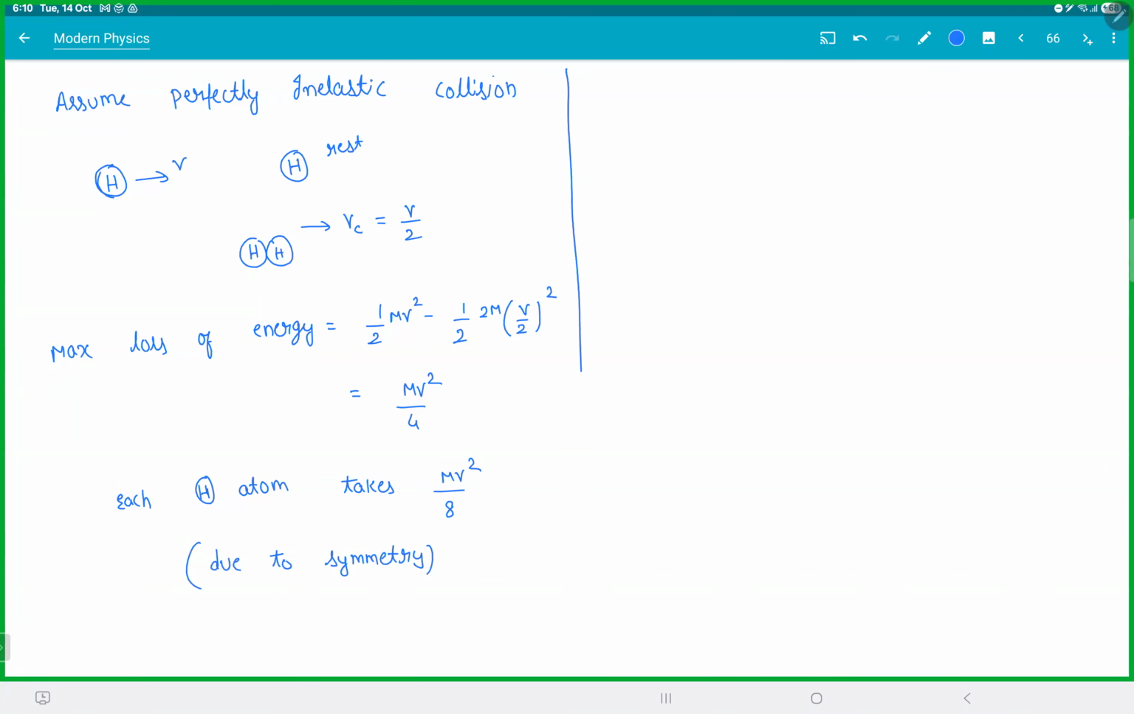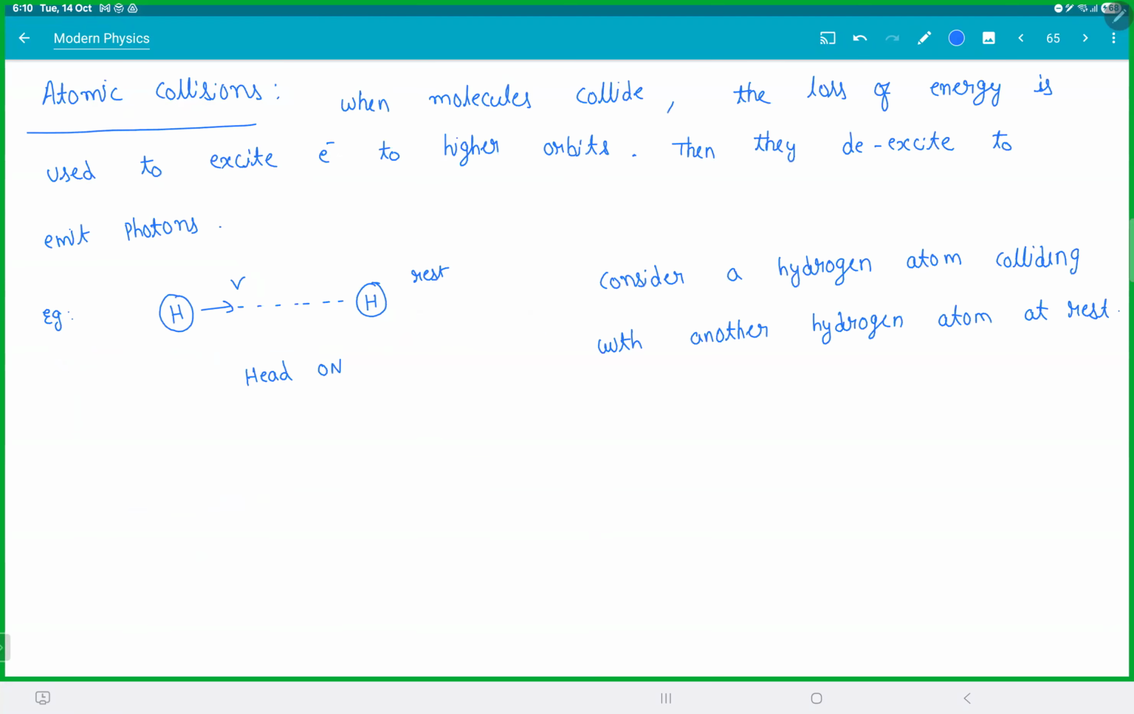Now, something interesting happens. Now, these atoms, we have a problem. If you remember, these electrons are very specific. They take only specific amounts of energy. They are like very picky eaters. They will not eat anything that you give. They want only a specific amount of energy. You give anything more or anything less, they are least bothered.